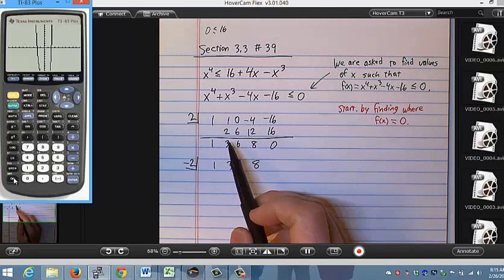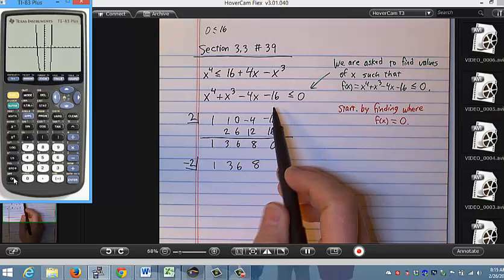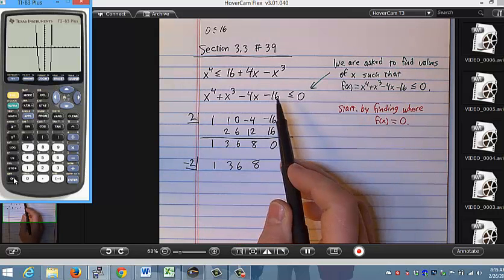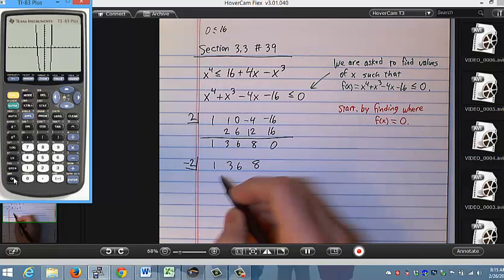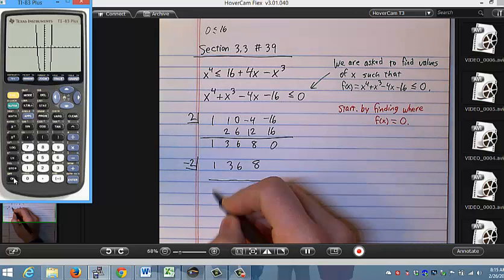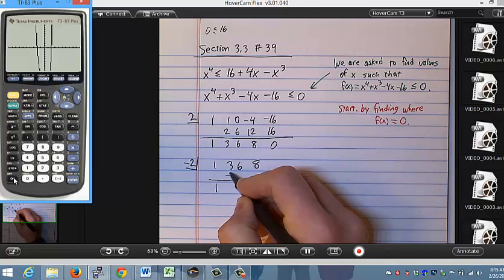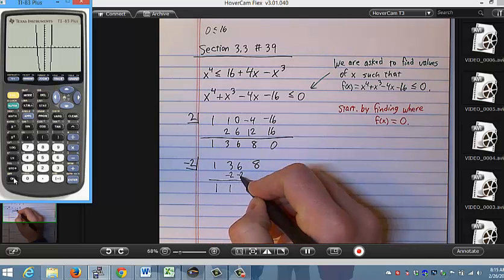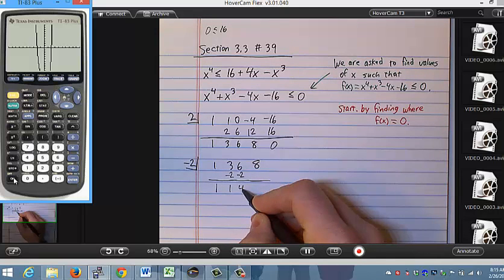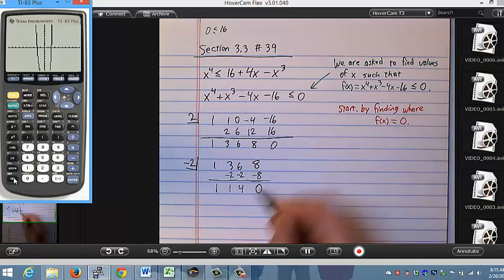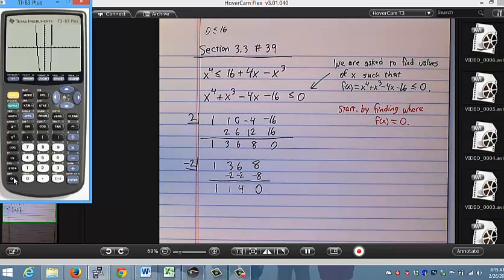Is negative 2 a possible 0? Yeah, because it divides what? 16. You got to check that 16 out. So let's see, we try it here, and we get 1, negative 2, 1, negative 2, 4, negative 8. Yes, it works. So this is nice.